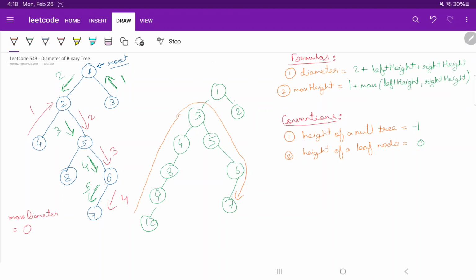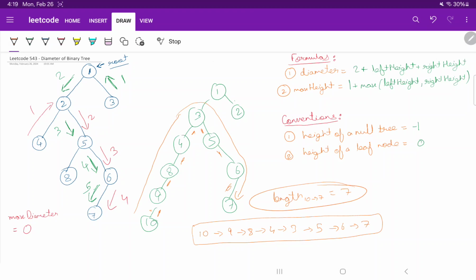And this path does not pass through the root node. So the path that actually makes up the diameter of the tree is 10, 9, 8, 4, 3, 5, 6, 7. Note that this path does not include the root node. So the diameter is not necessarily something that passes through the root. And what is the length here? In this scenario, the length between 10 and 7 is 1, 2, 3, 4, 5, 6, 7. So this is the diameter of the binary tree.